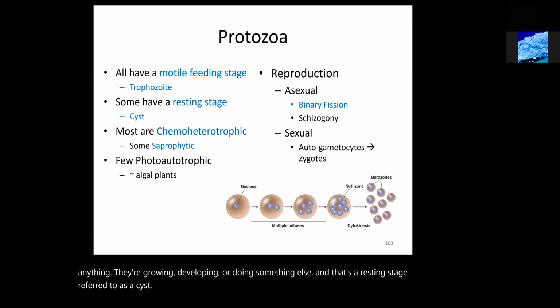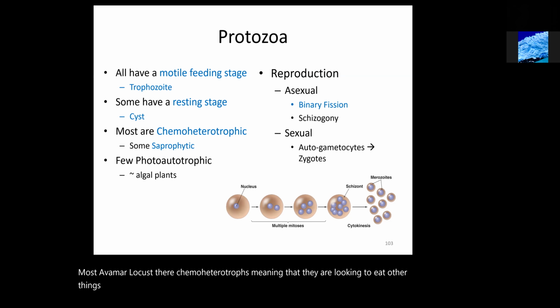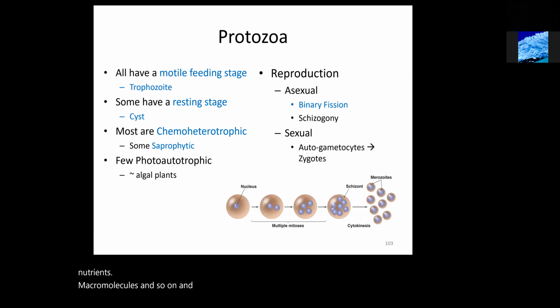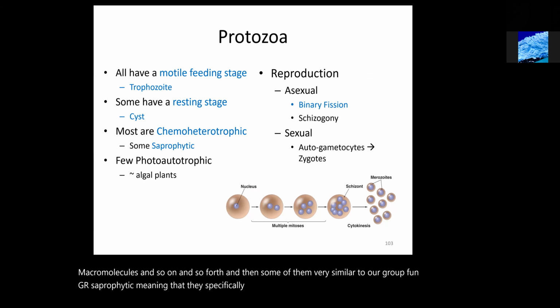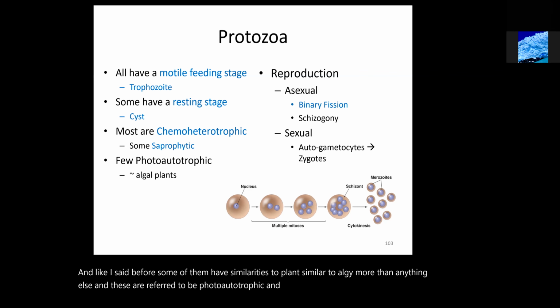Now, in terms of what they're trying to eat, most of them are like us. They're chemoheterotrophs, meaning that they're looking to eat other things that are usually organic to supply themselves with whatever they need in terms of nutrients, macromolecules, and so on. Some of them, very similar to our group of fungi, are saprophytic, meaning that they specifically go after things that are dying or decaying. And like I said before, some of them have similarities to plants, similar to algae more than anything else. These are referred to as photoautotrophic, and we'll clarify those as we go.